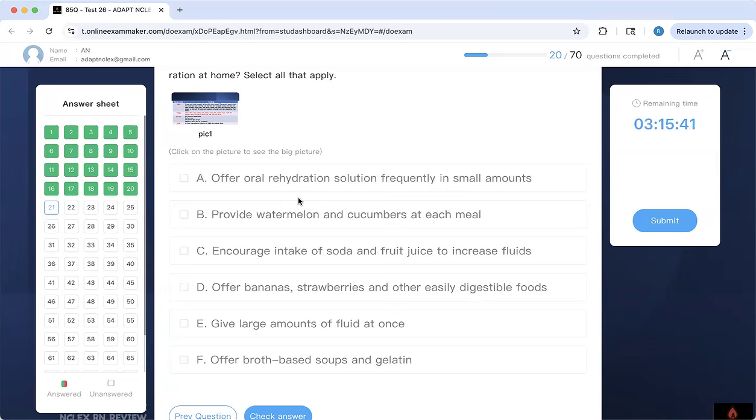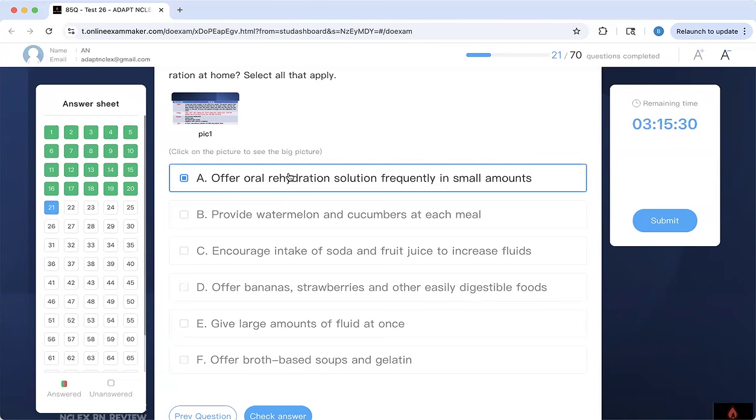You pick your answer. Select or apply. Don't over-select. Don't pick everything. But I can tell you, offer rehydration frequently is good. Small fluid is better. If you give them large amount, they're going to vomit. That's why E is wrong answer.